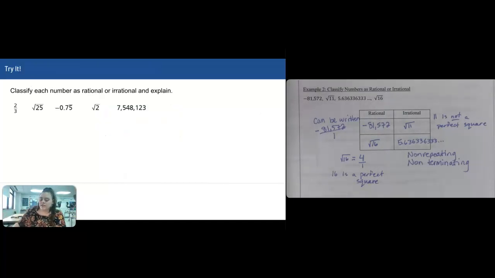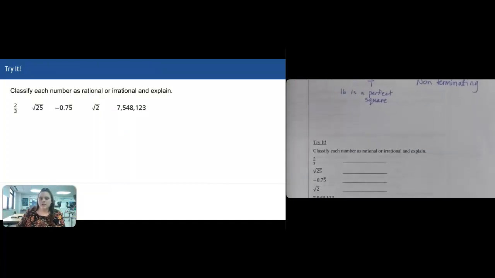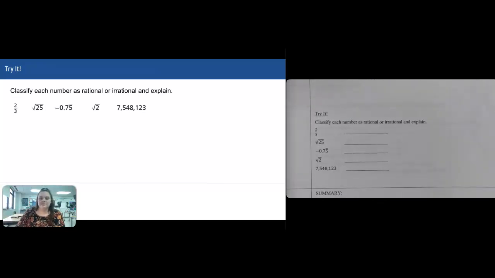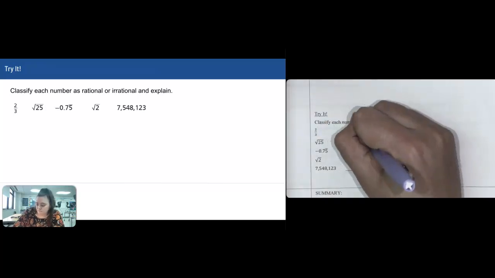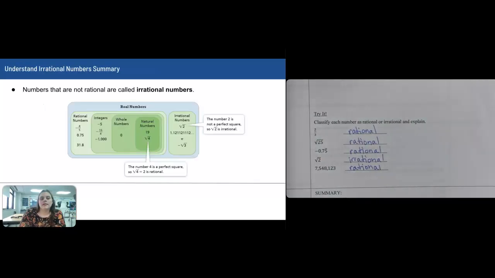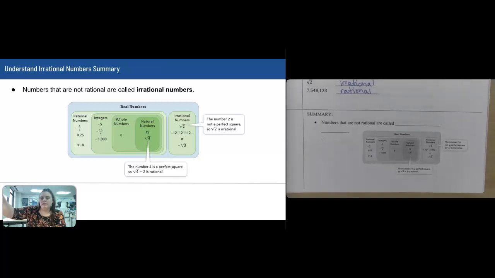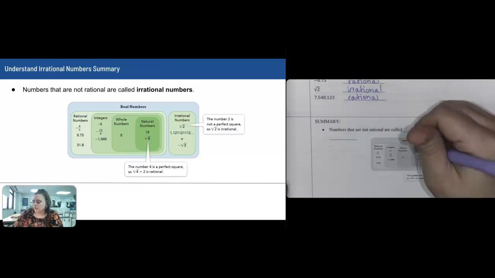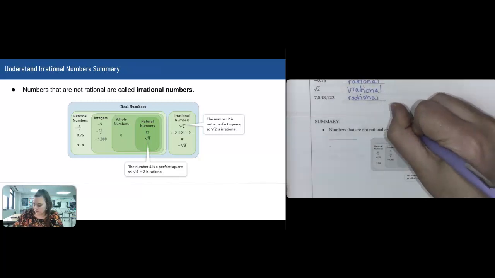You try classifying these numbers. Are they rational or irrational? We will finish with our summary, a very short summary. Numbers that are not rational are called irrational numbers.